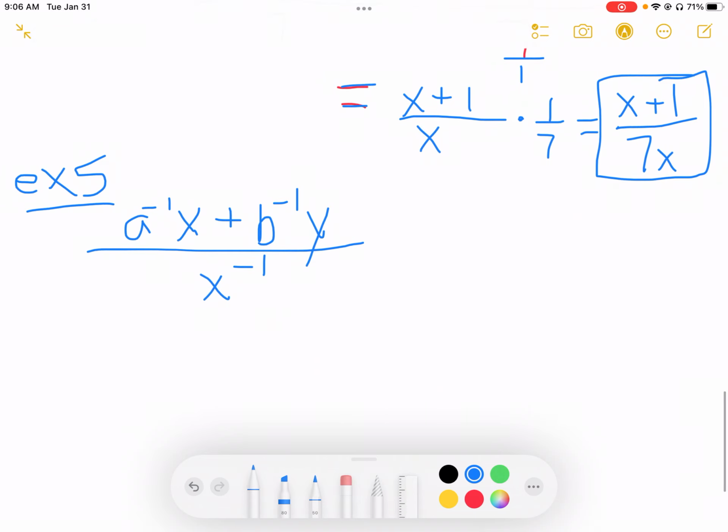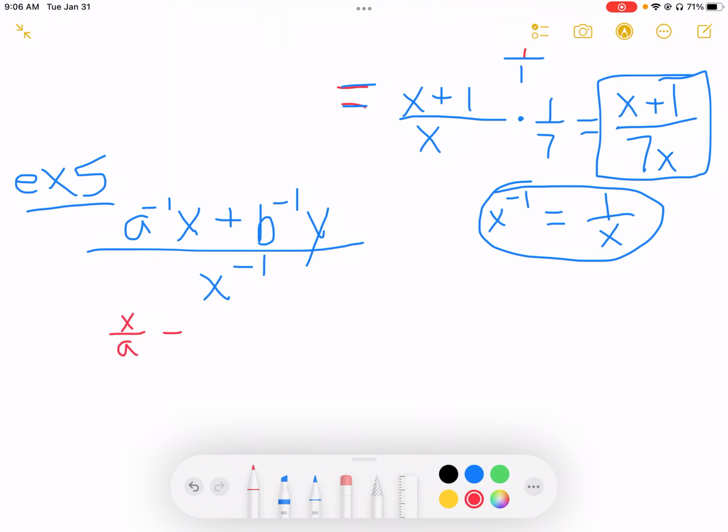So we learned before, if I have x to the minus 1, I can flip it over the fraction bar and move it to the denominator, and I'll have 1 over x. We can keep that in the back of our mind. So right here, I can rewrite this in red: x over a plus y over b, and then it'll be divided by 1 over x. You see how I jumped from this step to this step at the bottom and the top here?